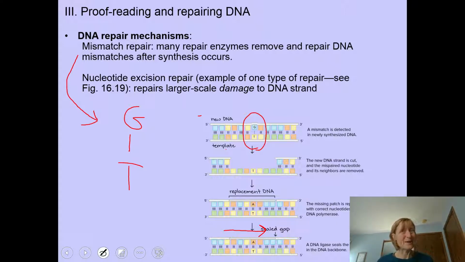They do. They recognize the old strand versus the new strand of DNA. They replace and repair the new DNA. They assume that the new strand is wrong. But how do they tell the difference?